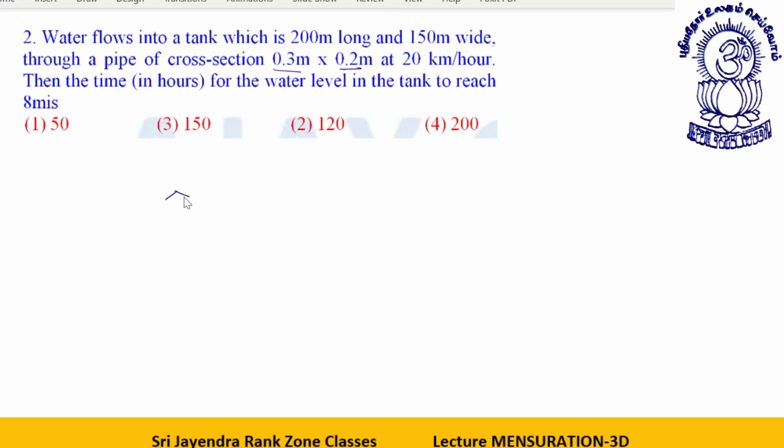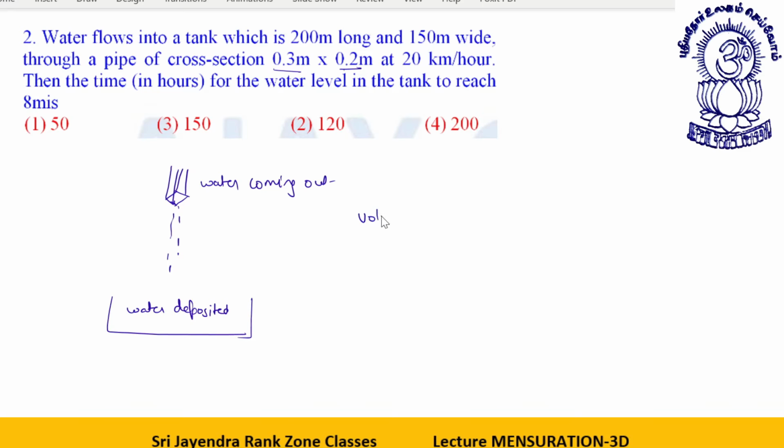The pipe which you have has a vertical, rectangular cross opening, like this. This is the pipe. From this water is flowing out. Now this water flowing out is getting poured into a tank. So water coming out is equal to the water deposited. So volume of water from pipe is equal to volume of water in tank.